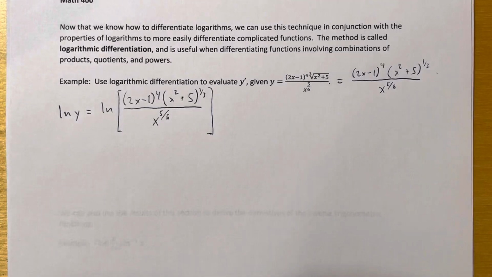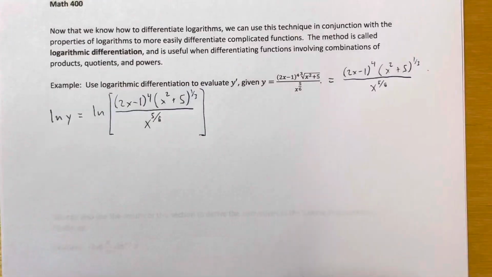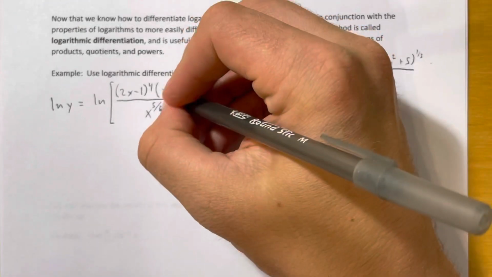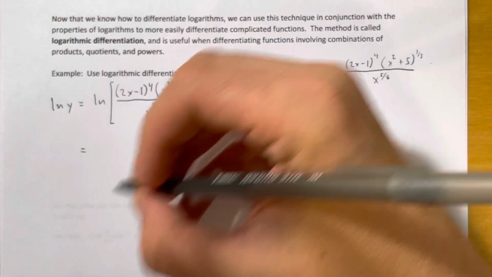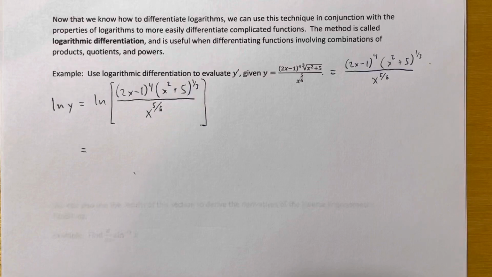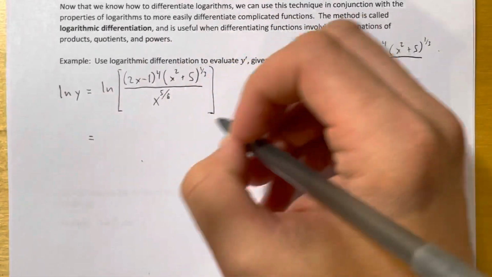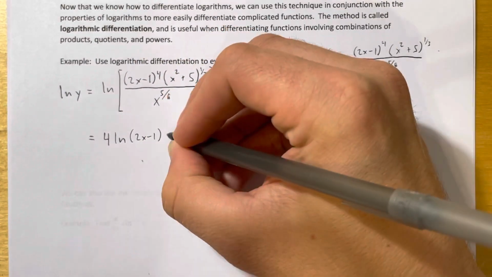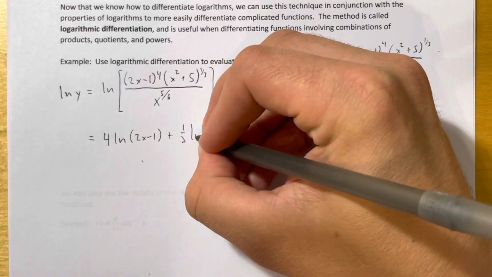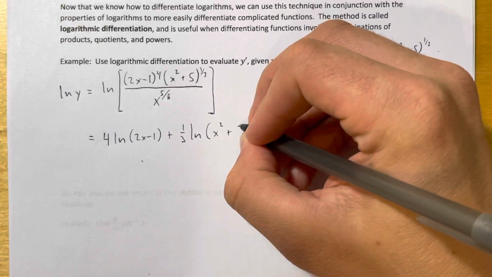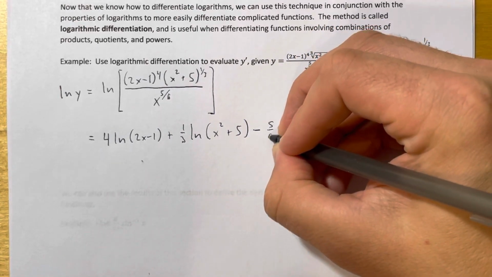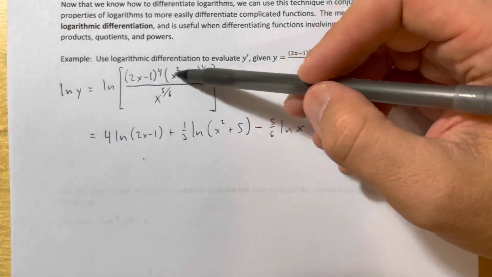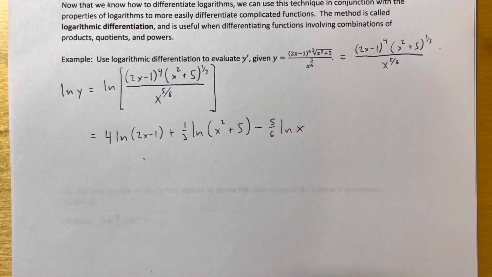And now, as I did before, I'm going to use my properties of logarithms to break this down into much easier to manage chunks. Because this is intermediate algebra stuff that I'm doing, getting from here to here, I'm going to do all of the steps all in one, and I want you to see if you can verify what I did. So this would be equal to 4 times the natural log of 2x minus 1 plus 1/3 times the natural log of x squared plus 5 minus 5/6 times the natural log of x. Okay? Hopefully you can see how I decomposed this thing using my logarithm properties.